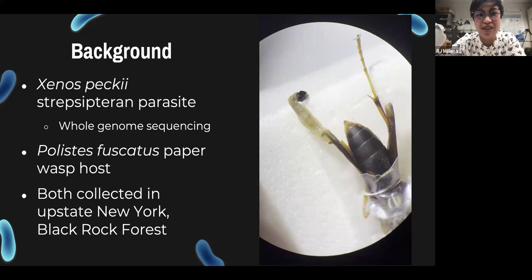That video was me pulling Xenos peckii, an adult female, out of its host wasp Polistes fuscatus. I caught these upstate in Black Rock Forest. I did this so that I could isolate the parasite for whole genome sequencing. And we did do that. We sequenced it in-house here in the museum with a sequencer. That paper is in the works. I'm just adding this last Wolbachia story to it and figuring that out before we try to get it published.